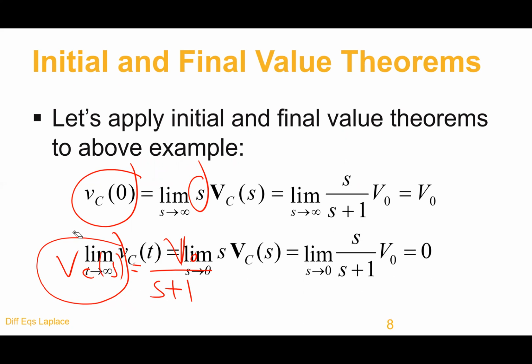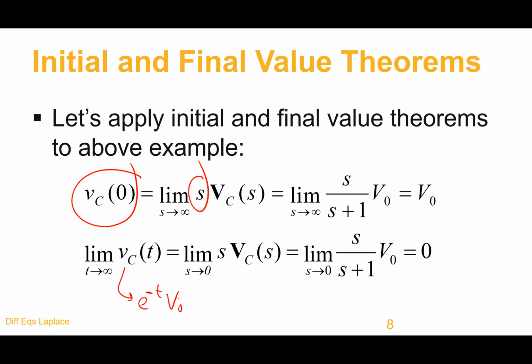And the final value, what about the final value of VC of t? Well, this is a decaying exponential, right? Remember, VC of t itself was e to the minus t times V0, right? So as t goes to infinity, this guy is going to go to 0. So the answer should be 0, right? If I gave you VC of t, you would find the final answer.